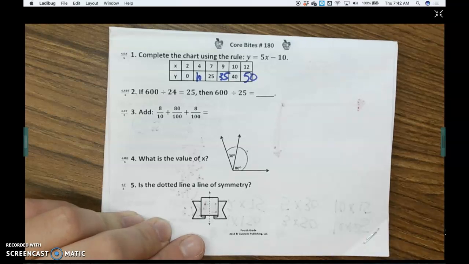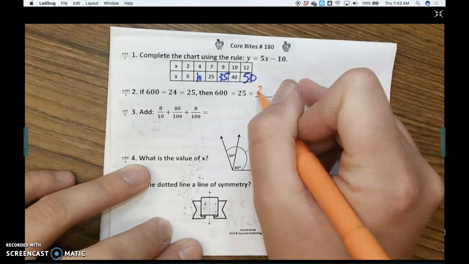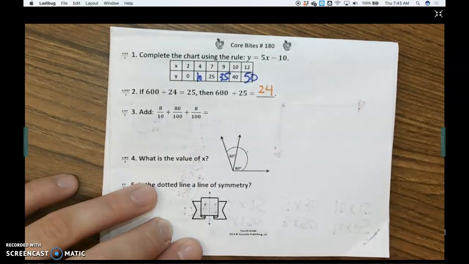For number 2, if 600 divided by 24 equals 25, then 600 divided by 25 would give you 24. Those are commutative properties, and you just flip them.